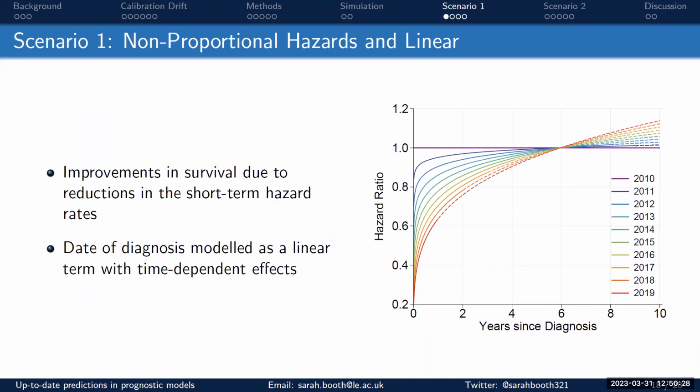I've only really got time to present a couple today, but this is one that we largely based on the data that we had from the cancer registry data. And what we tended to find was that we got improvements in survival, and when we plotted the hazard ratios, it tended to look something like this. So effectively, there's lots of reductions in the short-term hazard rates, and it's really this which is driving the improvements in survival. So in this particular scenario, when we were simulating the data, we had diagnosis date as a linear term and time-dependent effects. And this is what we tended to get.